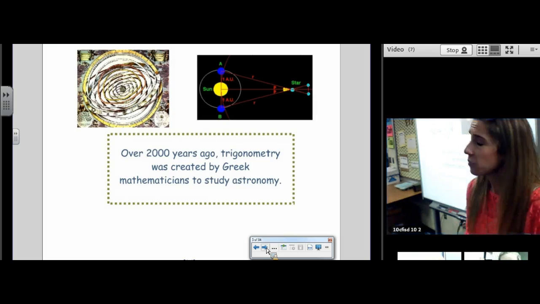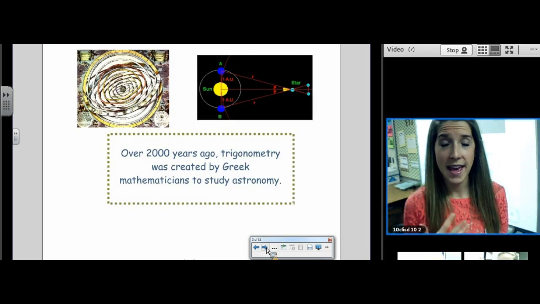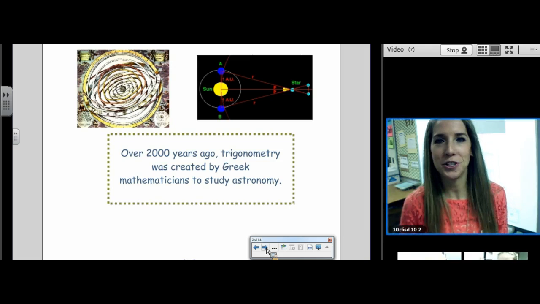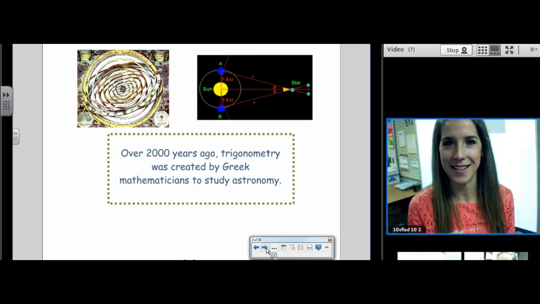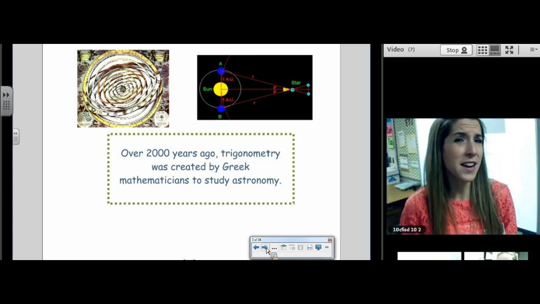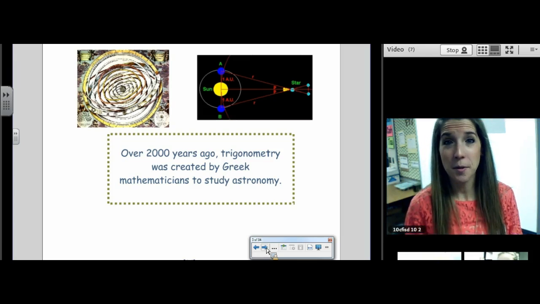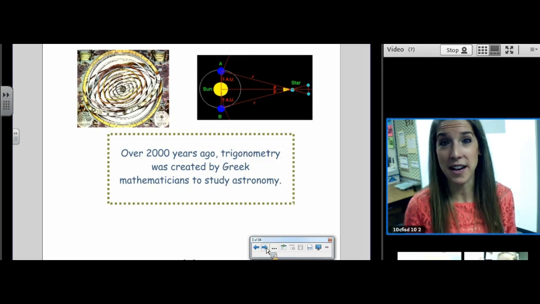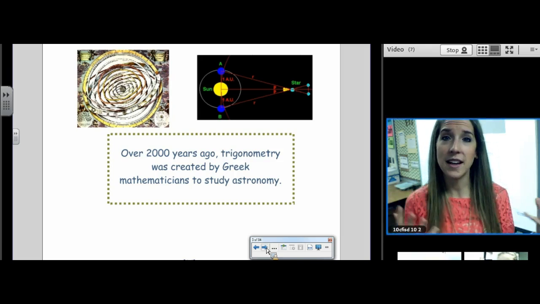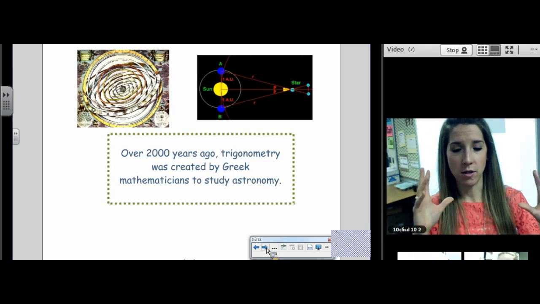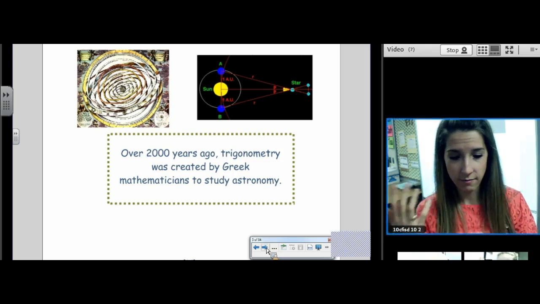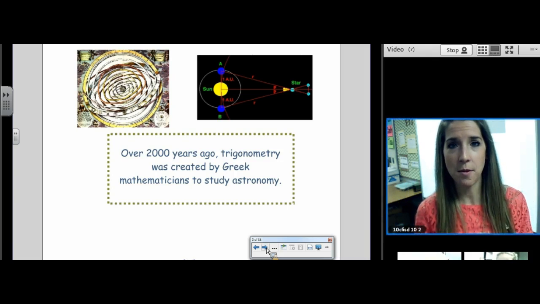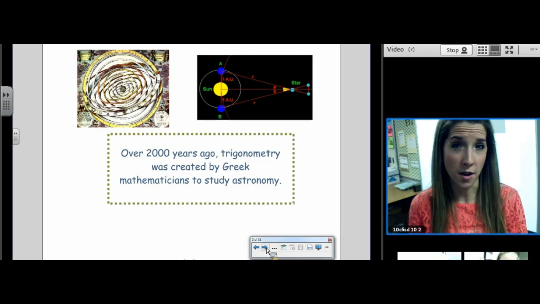So, the first people that we know of that came up with trig were the Greek mathematicians, and they actually weren't just drawing triangles in the sand like you picture. They weren't even actually studying math. They were studying astronomy. That's what they were interested in. They wanted to know how the planets worked, how the sun and the moon, how far away they were, how things rotated, revolved, all of that. So they were studying astronomy.